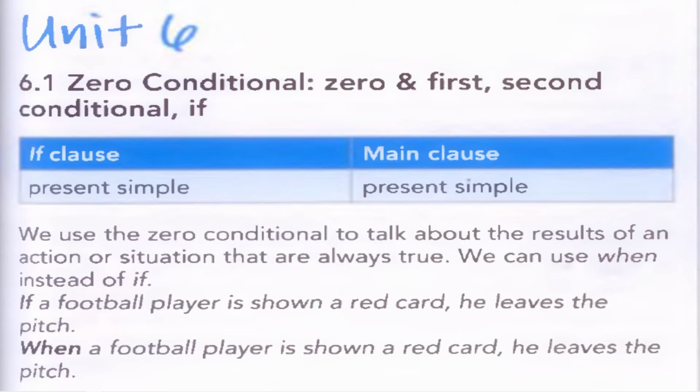When the if clause and main clause are in present simple, we use the zero conditional, to talk about the results of an action or situation that are always true. We can use when instead of if. Let's look at the examples. If a football player is shown a red card, he leaves the pitch. When a football player is shown a red card, he leaves the pitch.